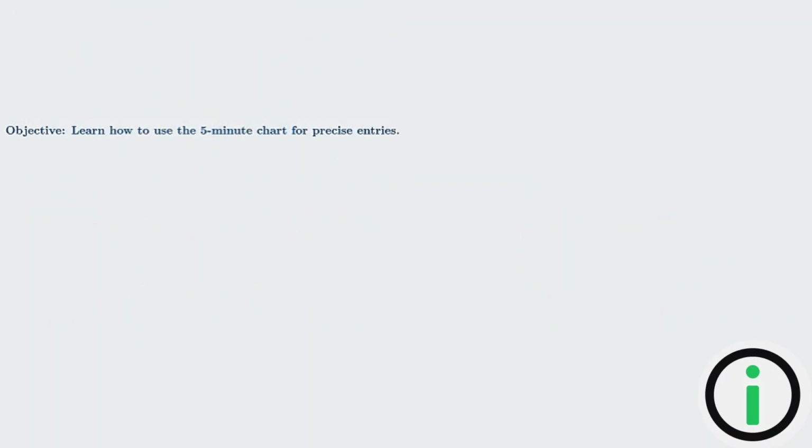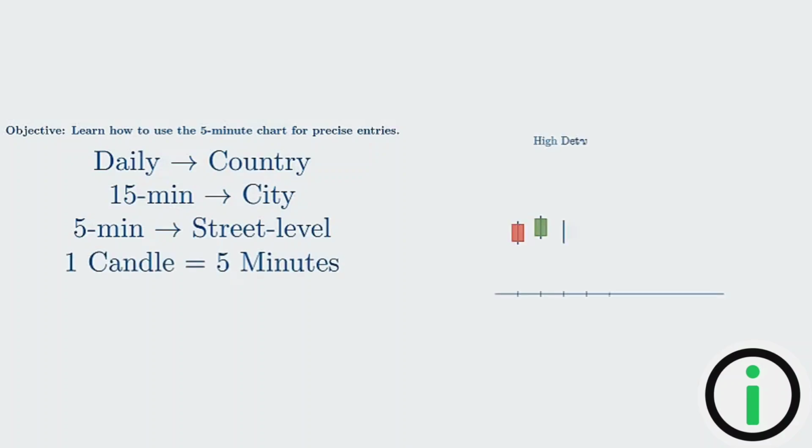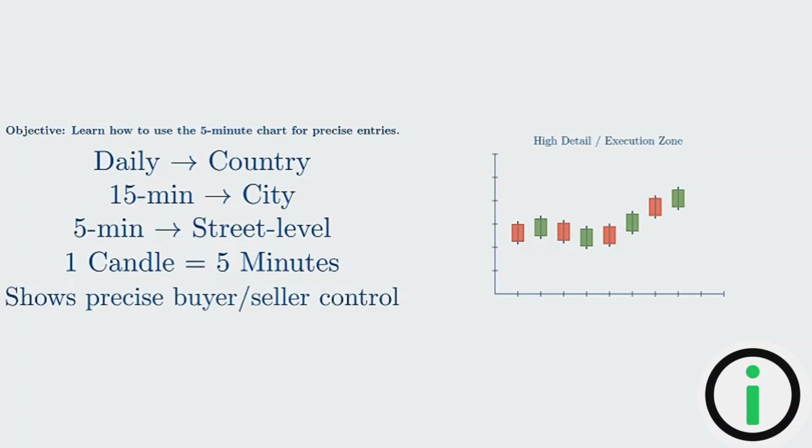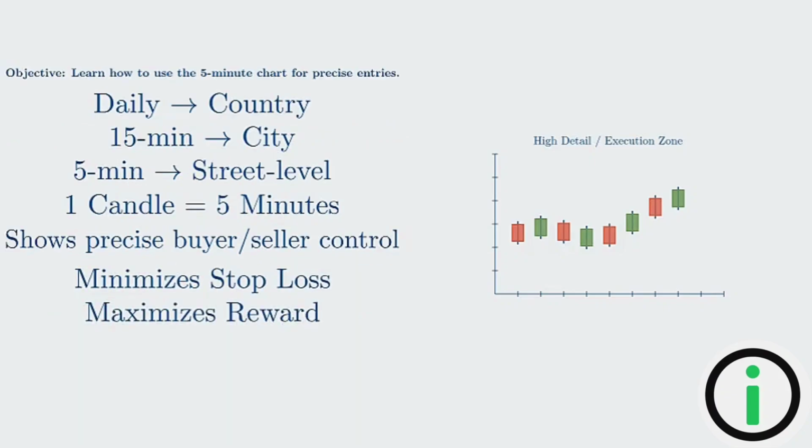Finally, let's zoom in all the way to the 5-minute chart. If the daily chart is the country and the 15-minute is the city, the 5-minute chart is the street-level view. Here, each candle represents just 5 minutes of price action. The 5-minute chart is where the execution happens. Because it shows the most detail, it allows us to see the exact moment buyers or sellers start to take control. We use it to find the best possible price to enter a trade, which helps us keep our stop loss small and our potential reward high.